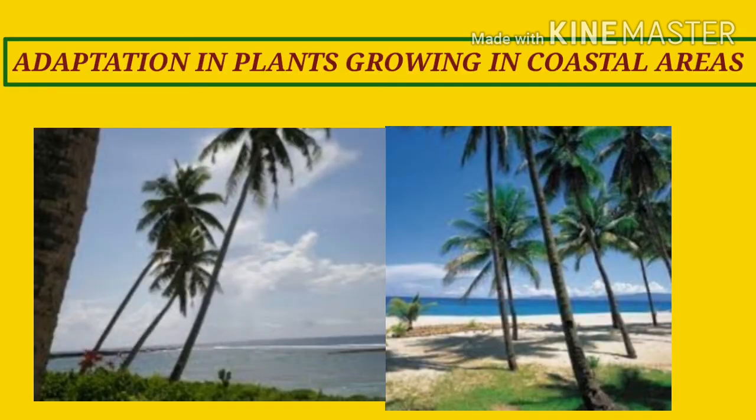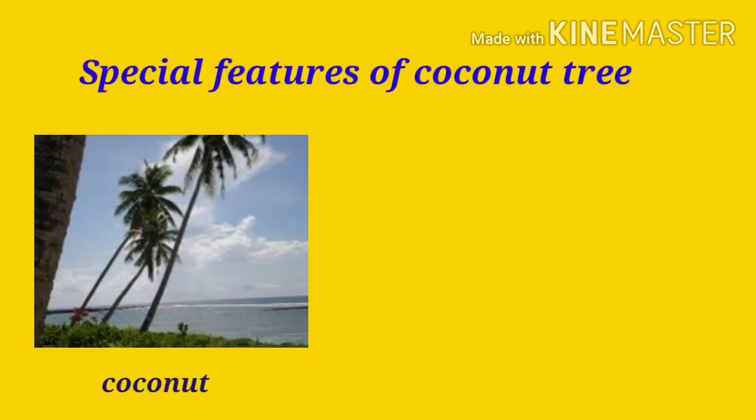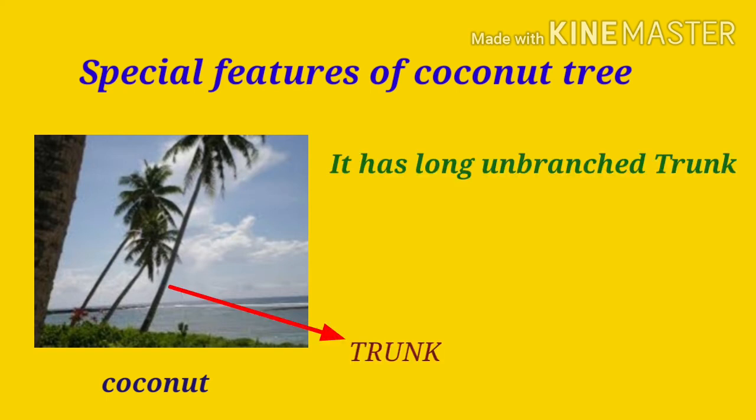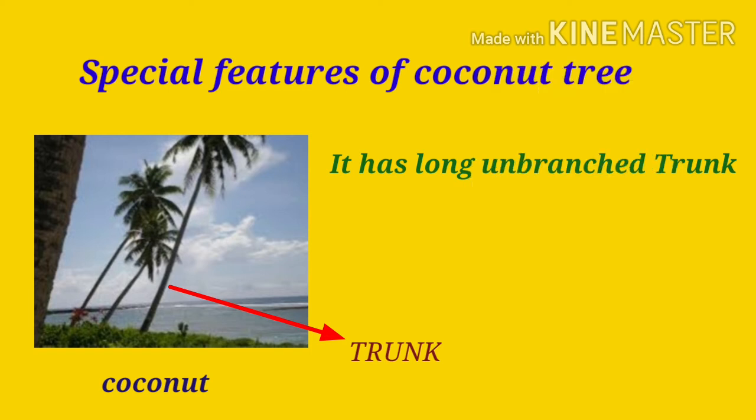Adaptation in plants growing in coastal areas. Coastal areas are those areas where the ocean meets the land. Let's see which plants grow in coastal areas. So this coconut tree is found in coastal areas. How does this coconut survive in the soil and climate of coastal areas? Look at the stem of this tree. It has only one trunk. It is long and has no branch. Other trees have many branches, but it is unbranched.